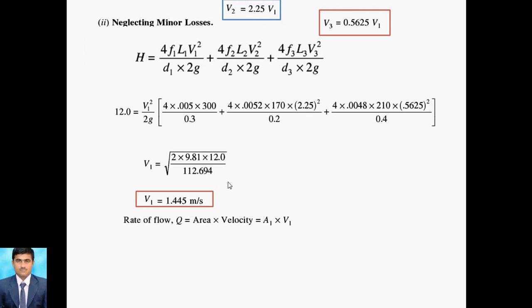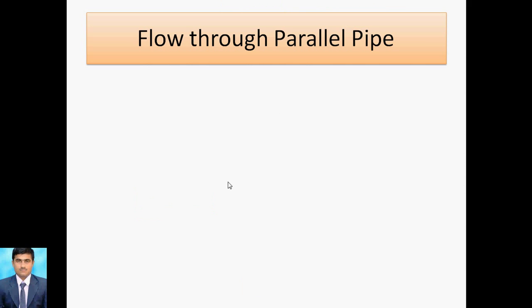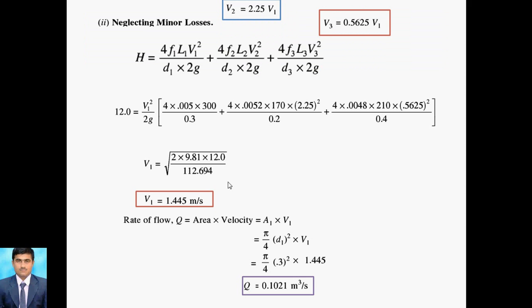So this is about the problem related with series pipe, or we can say compound pipe. So here there are two cases, one is considering major and minor losses, and another is neglecting the minor losses. So we considered these two cases and computed the different values, that is Q and V1, V2, V3. Now we move to the next point, that is flow through a parallel pipe.